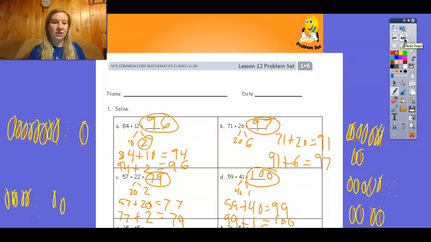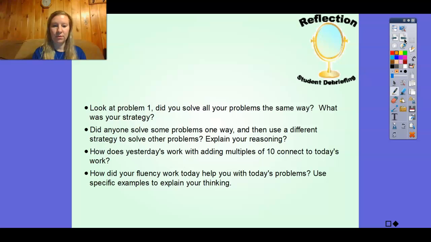And the best strategy to use that's quick, simple, and easy is to count your tens, to group them, and then to count your ones. Okay, so please remember that. And when we talk about reflection, how did your fluency work today help you with the previous lessons? Think about what strategy works best for you.